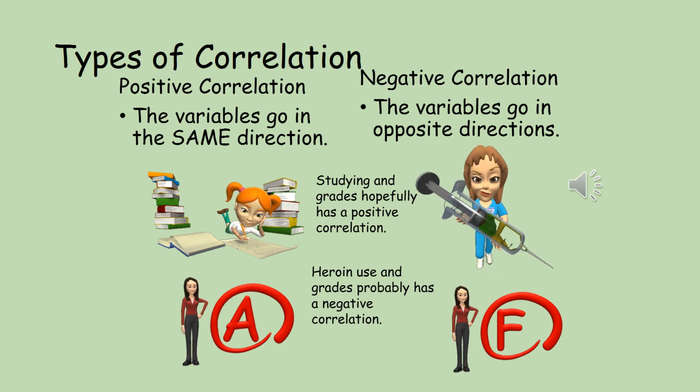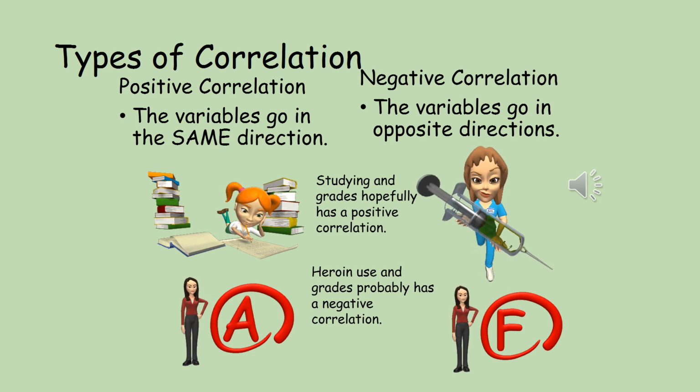On the other hand, with a negative correlation, the variables go in opposite directions. So if one variable increases, the other one decreases. If you put out a survey and asked about drug use or social networking and your grades or GPA, one would probably find a negative correlation. An increase in drug use or social networking would probably negatively correlate with a decrease in grades or GPA. One goes up, the other goes down.